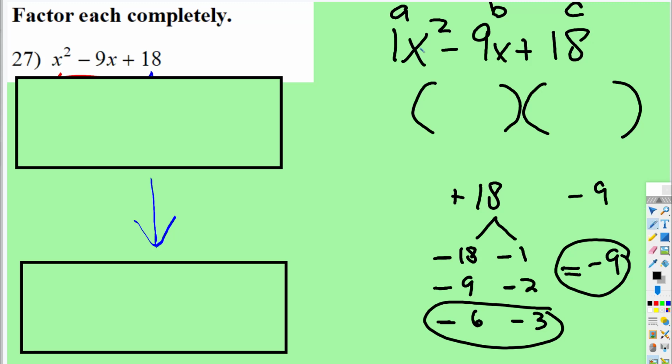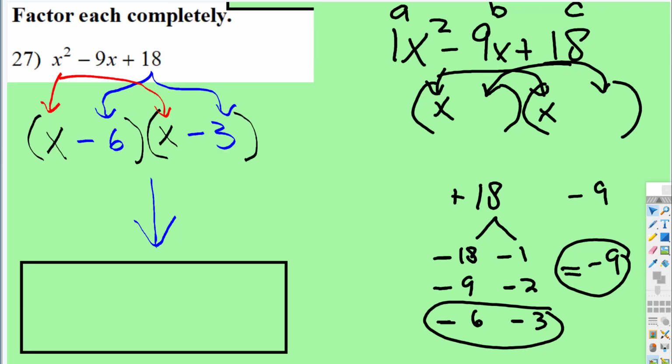Oh, and by the way, factors of x squared are just x and x. So it's factors of the first term go at the beginning of the parentheses, and then factors of the second term whose sum of those factors add up to b. So this is what that looks like. X squared gets factored to x times x, and factors of positive 18 that add up to negative 9, negative 6, negative 3.